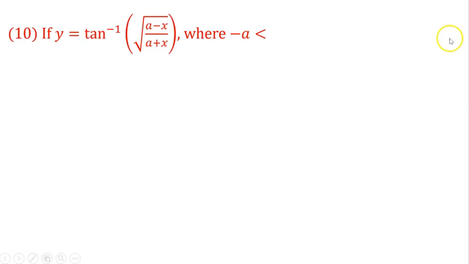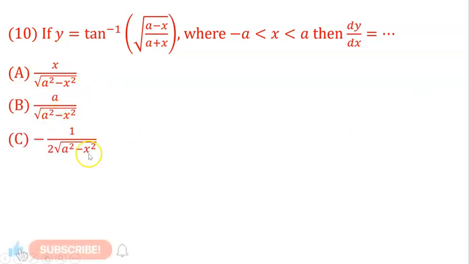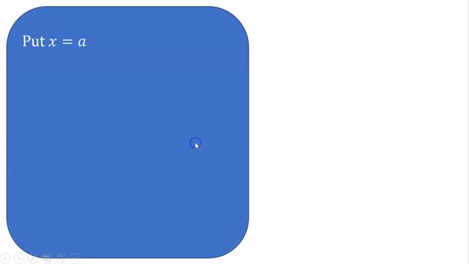Now next question. If y is equal to tan inverse of root of (a minus x) upon (a plus x), where the value of x lies between minus a and plus a, then dy by dx is equal to: first option A is x upon root of a square minus x square, B is a upon root of a square minus x square, C is minus 1 upon 2 times root of a square minus x square, and D is 1 upon 2 root of a square minus x square. Okay, now we'll simplify here.